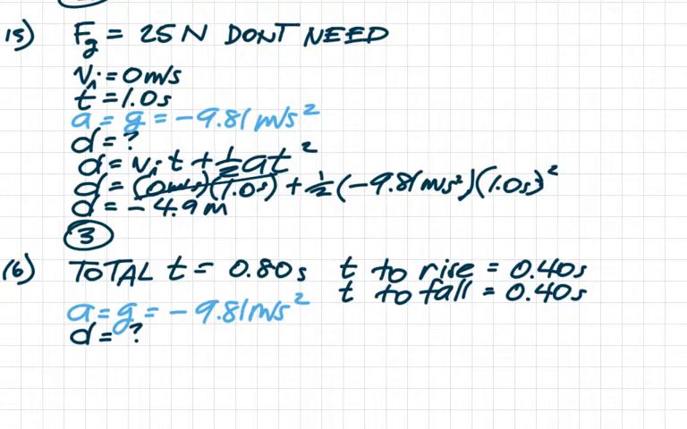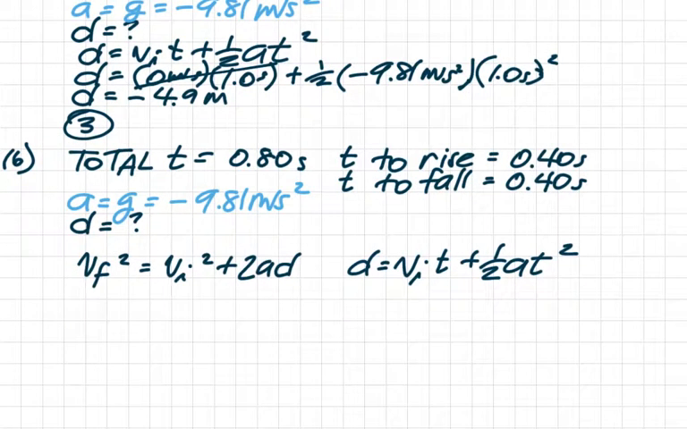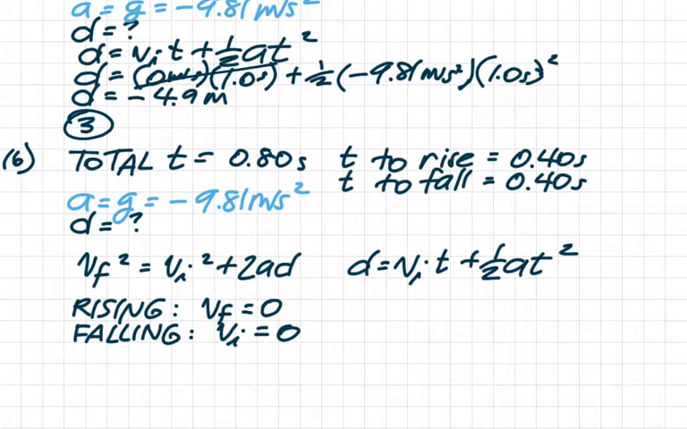There are two formulas that have d in them. Now I know the time, but I don't know V initial or V final, so I seem to be stuck. However, I know that when rising, when she jumps up into the air, her V final is 0, and when she's falling from her greatest height back down to the ground, V initial is 0. To solve for d, I can solve for how high she rises or how far she falls. It's going to be the same number.